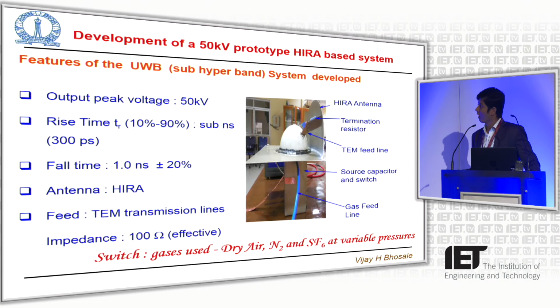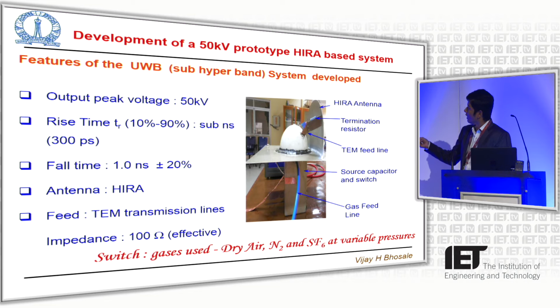Okay, this is the setup that was developed, a small kind of setup. This is the source, which is filled with gas pressure, SF6 initially. At the top of this gas source, the switch is located, and the switch is fed by the gas line. We are operating this with SF6 gas, and then feeding it to the TEM horn feeder.